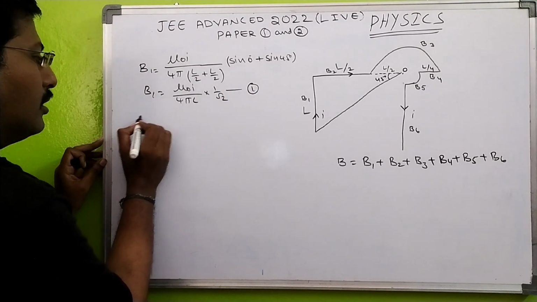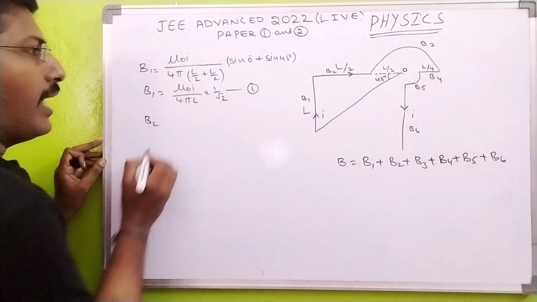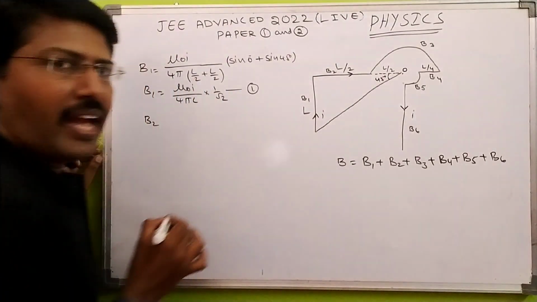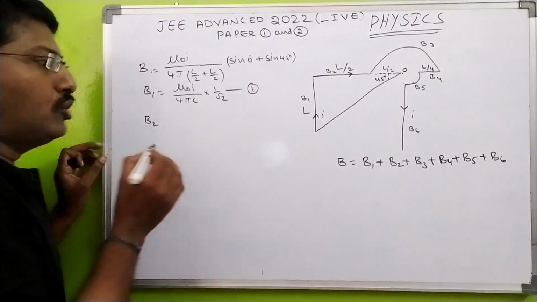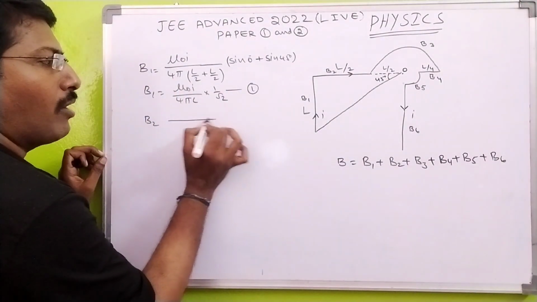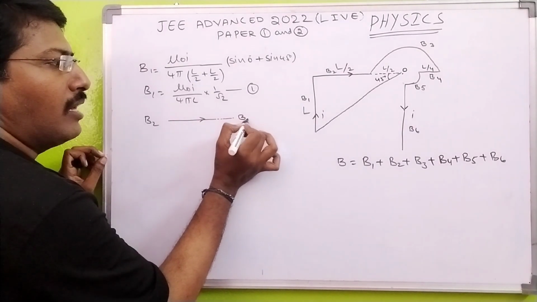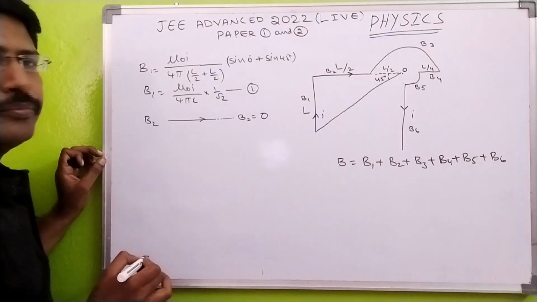Second value. How to calculate the magnetic field along the axis of the conductor? It is 0. That means if you take one wire, the magnetic field along the axis equals 0.